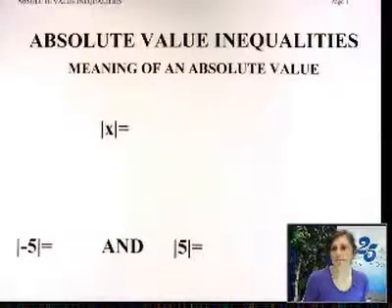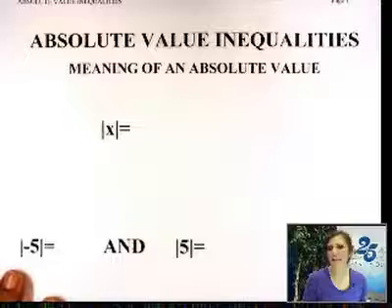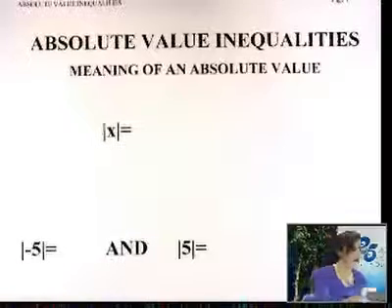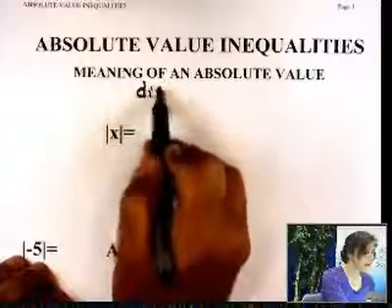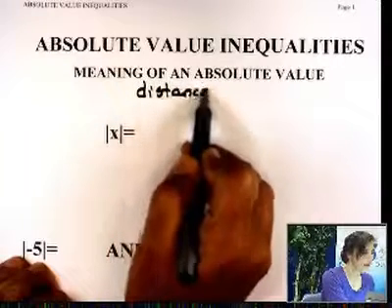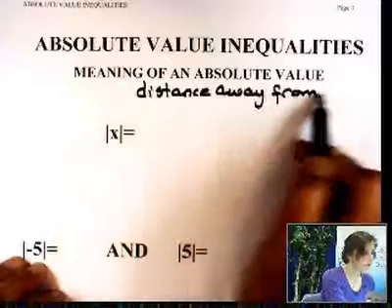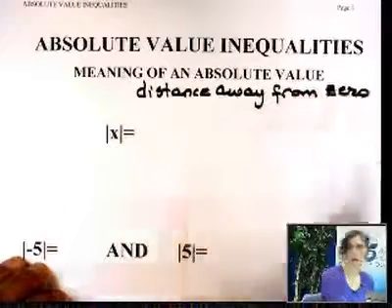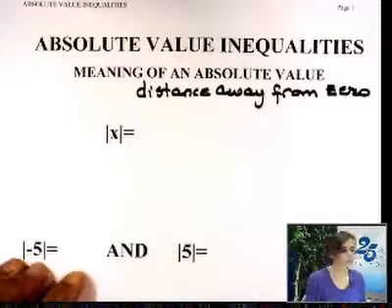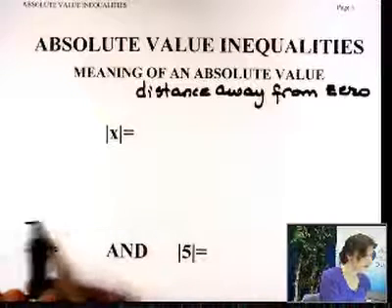Let's get started. Let's talk about the meaning of absolute value. The meaning of absolute value is distance away from zero. How far away are you from zero? Let's look at this example.